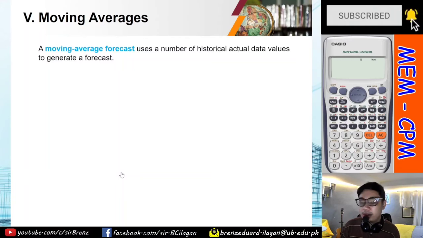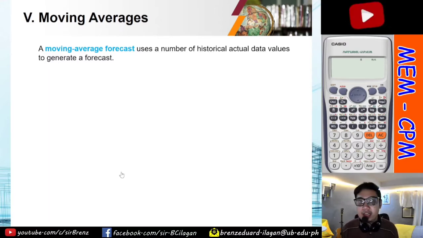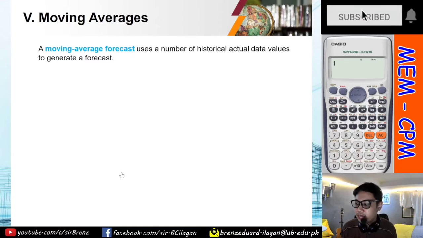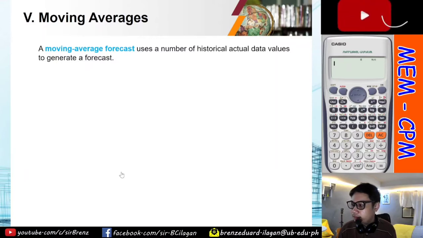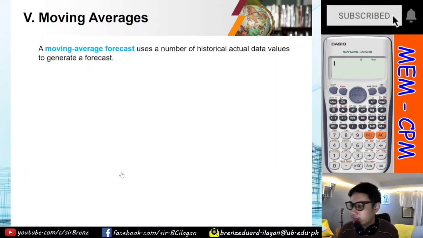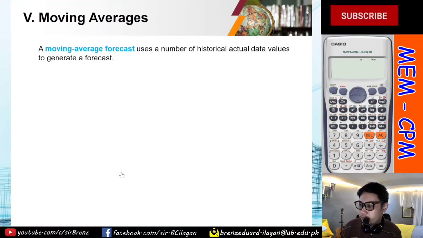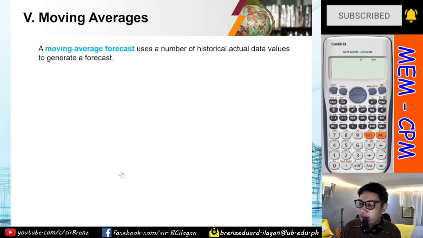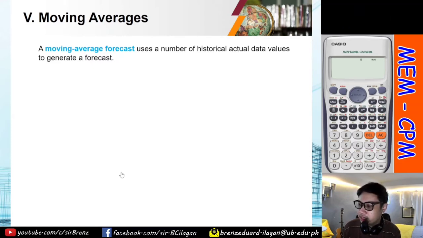So a moving average forecast uses a number of historical actual data values to generate a forecast. Moving averages are useful if we can assume that market demands will stay fairly steady over time. So, ginagamit pala to kapag we can assume that the market demand will stay fairly steady lang siya. Okay? So, a four-month moving average is found by simply summing the demand during the past 4 months and dividing by 4. With each passing month, the most recent month's data are added to the sum of the previous 3 months' data, and the earliest month is dropped. This practice tends to smooth out short-term irregularities in the series. So, mamaya may example naman ako para mas maunawaan natin.